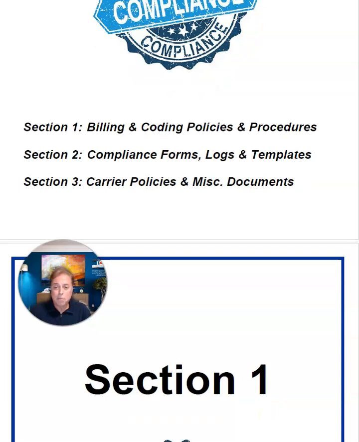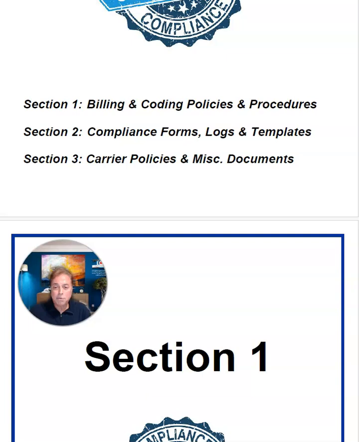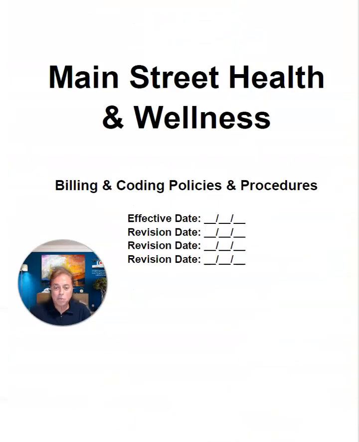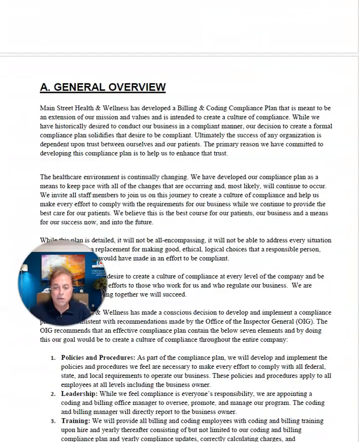Section 1 is the billing and coding policies and procedures. Section 2 are the compliance forms, logs, and templates. And Section 3, I'm going to show you how we provide you with the policies on chiropractic billing, coding, and documentation from the insurance companies that you bill, plus a few miscellaneous documents. So we have Section 1, some intro information here.